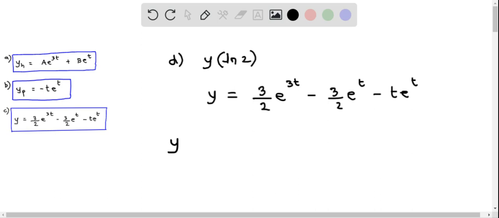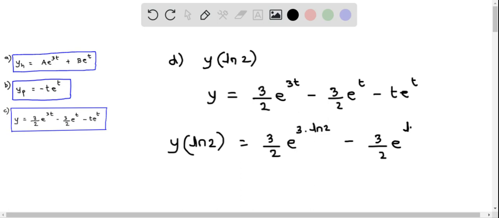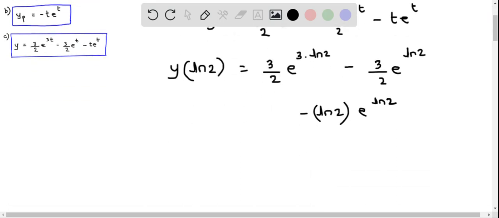So therefore when we do that, we get y of ln 2, and this equals, replace all t by ln 2. This becomes 3 by 2 e raised to the power of 3 times ln 2, minus 3 by 2 e raised to the power of ln 2. I write the third term here, that is, natural logarithm of 2 times e raised to the power of ln 2. Let's simplify and find the value.